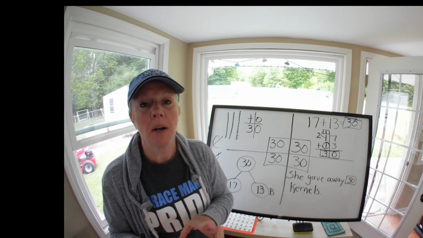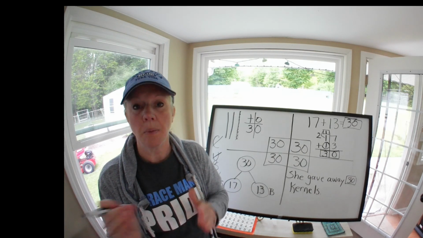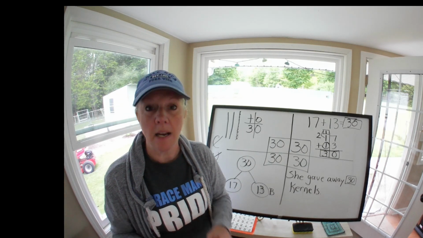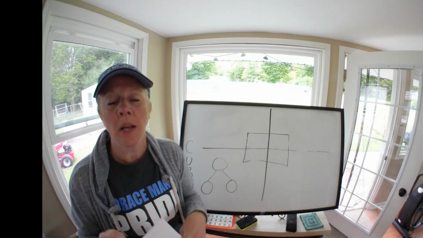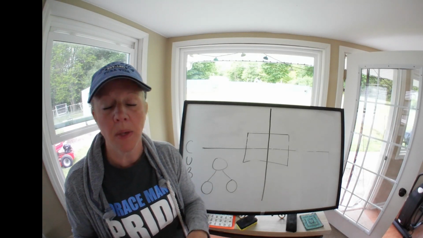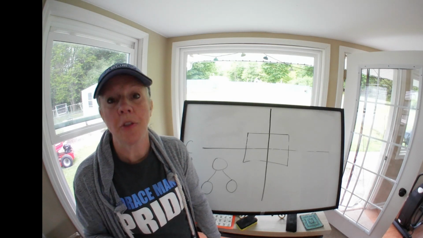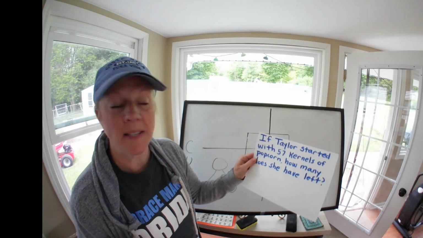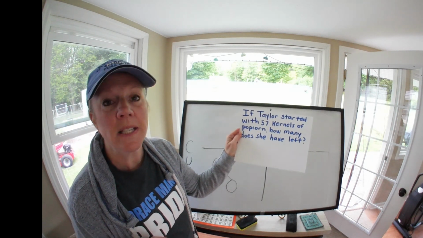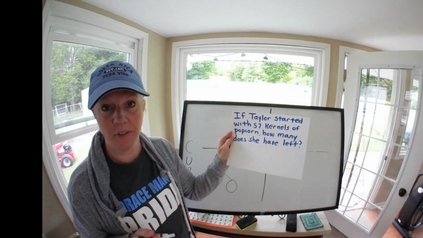Now, the next part, we're going to take this problem a little bit further. So erase your whiteboards, set up your problem again, and then we're going to get started. Okay, so here we are with the second part of our word problem. So if you think about it, we know now that she gave away 30 kernels of corn. Okay, so you need to remember that piece. So here's the rest of it. If Taylor started with 57 kernels of popcorn, how many does she have left?